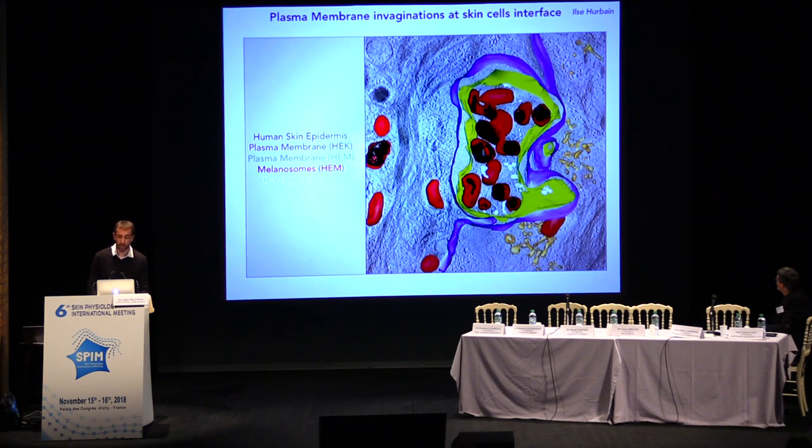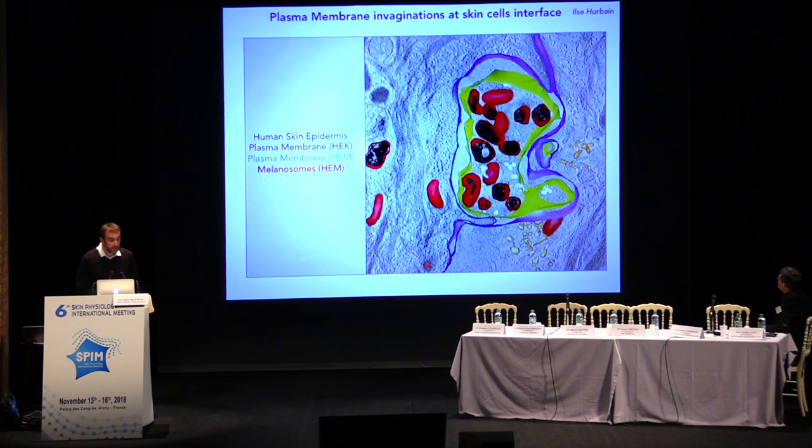We decided to have a better understanding of the morphology of this structure, and for that we used electron tomography. This is an imaging approach that allows you to reconstruct in 3D, at the ultrastructural level, the morphology of your sample of interest. So here we are still in the melanocyte dendrite, the plasma membrane is in green, the plasma membrane of the keratinocyte is in blue, and in red you have the melanosomes full of pigment, and you have this plasma membrane invagination here in white.